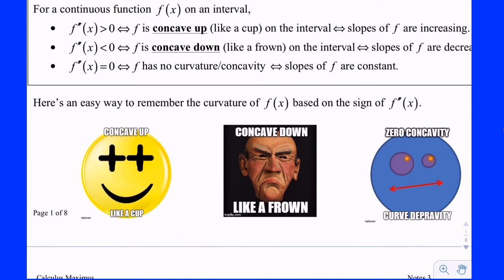Or we call it linear. Okay, so notice the zeros in his eyes. Those are round zeros, right? So if the second derivative is 0, then it's going to have 0 curvature.